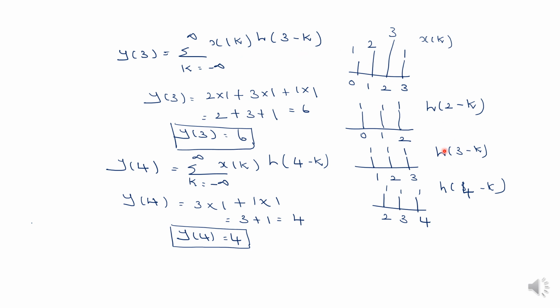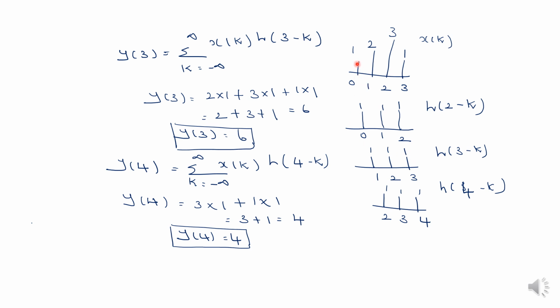So h of 3 minus k can be arrived from h of 2 minus k. If I push h of 2 minus k by 1 unit along the positive side, I will arrive at h of 3 minus k. So h of 2 minus k starts from k is equal to 0. If I push it 1 unit towards the positive side, the sequence will start from k is equal to 1. Therefore, for k is equal to 1, the value of the sequence is 1. For k is equal to 2, the value is 1. And for k is equal to 3, the value is 1 again.